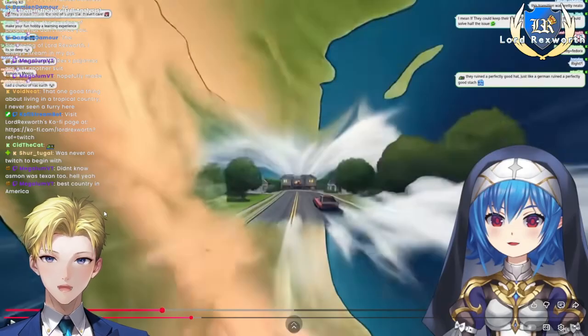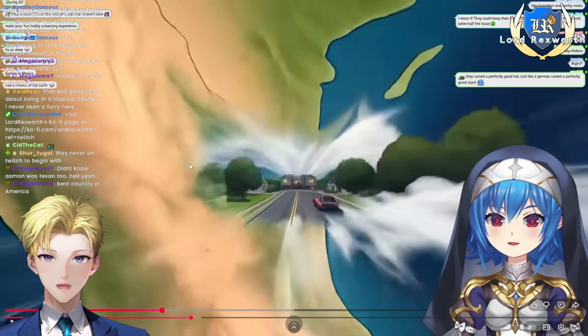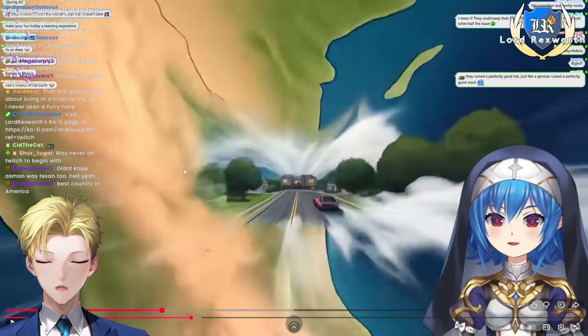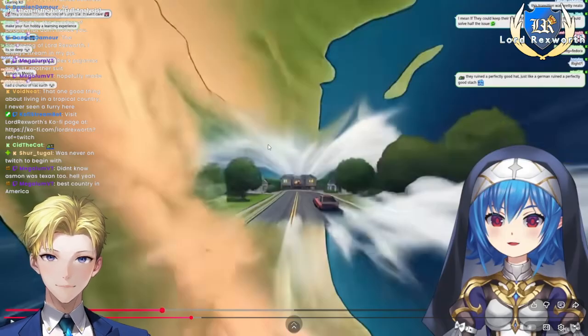Best country in America. Yeah, that's the state chamber of commerce, or the tourism board with Texas. I believe they still have that as their slogan: Texas, it's like a whole other country, which, if you know anything about the history of the state of Texas, at one point it was its own country.